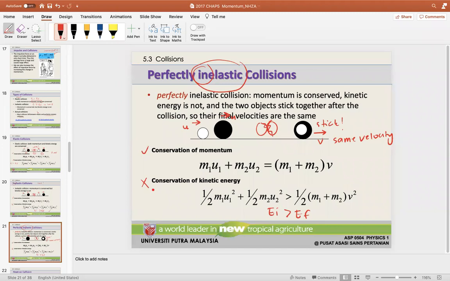So the difference between inelastic versus perfectly inelastic: in inelastic, the final condition, they move separately. For perfectly inelastic collision, they move together, so the masses stick. Another word for perfectly inelastic collision is completely inelastic collision. So it means the same thing. This is completely inelastic.